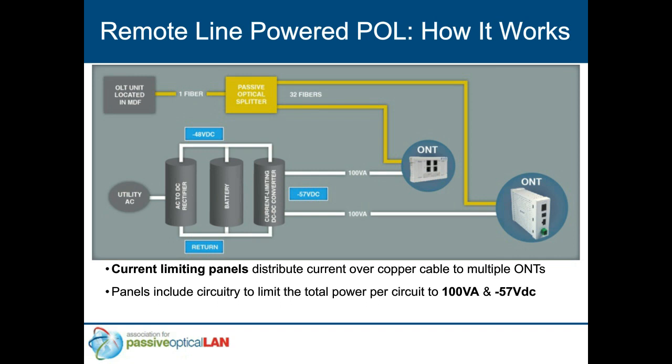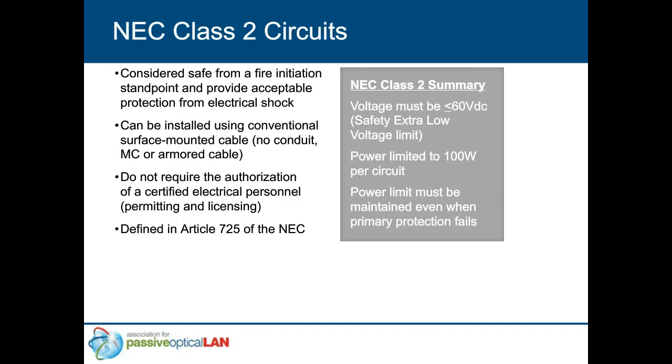So I mentioned NEC Class 2 circuits. The National Electrical Code, and this applies in the U.S. and in Canada, defines a certain type of indoor remote power circuits. The Class 2 circuits are considered safe from a fire initiation standpoint, and they also provide acceptable protection from electrical shock. So what that means is that if you install these Class 2 circuits, you don't have to worry about them causing a fire or somebody being hurt by the circuit.